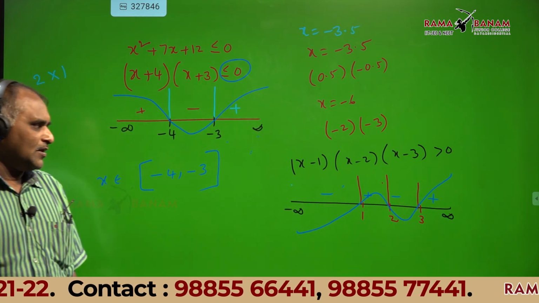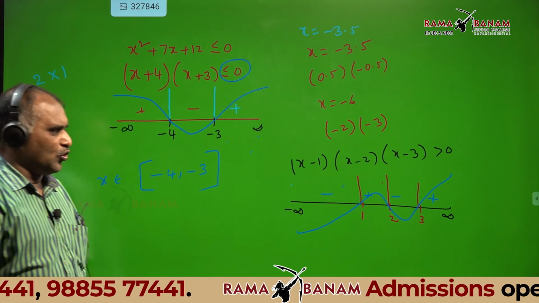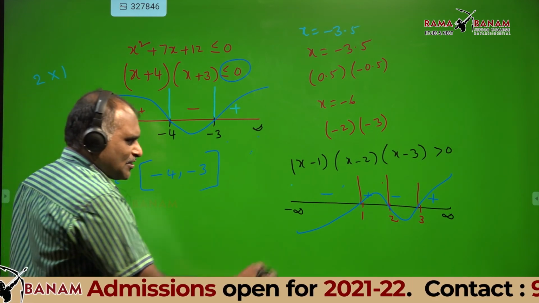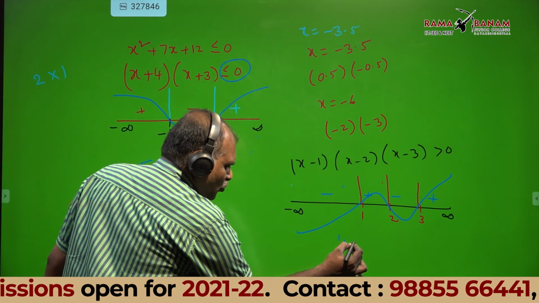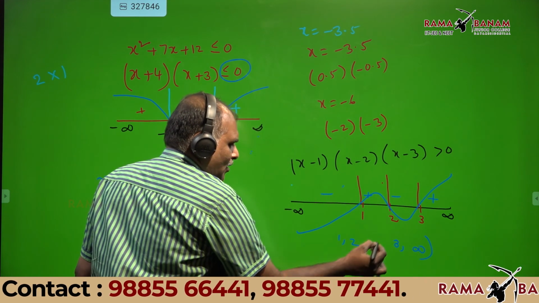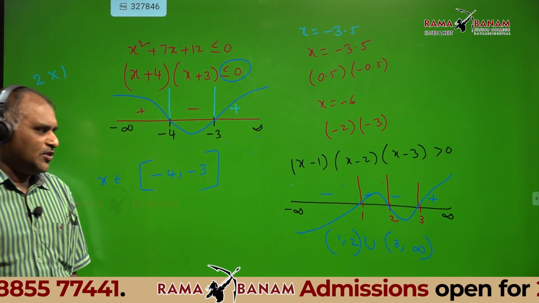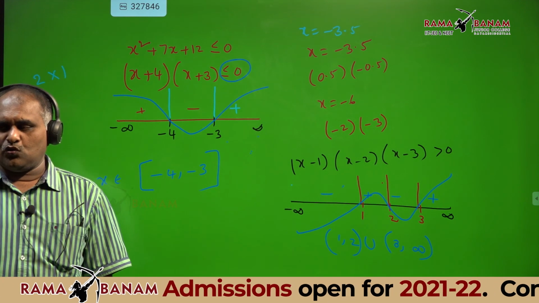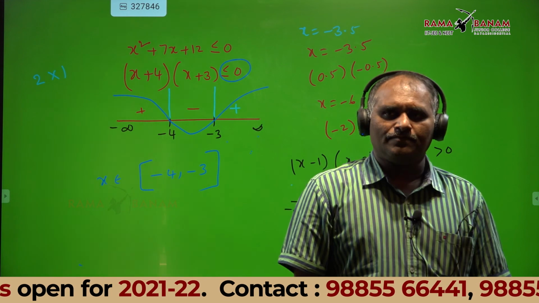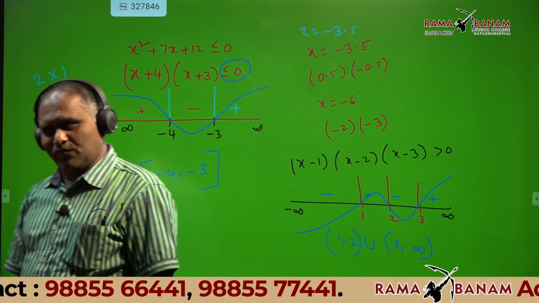x belongs to 1 to 2, union 3 to infinity. Greater than means positive sign. Where is the positive sign? 1 to 2 and 3 to infinity. Open, because the equal to sign is not there. Therefore 1 to 2 union 3 to infinity. Do you understand? This extension level will be there.